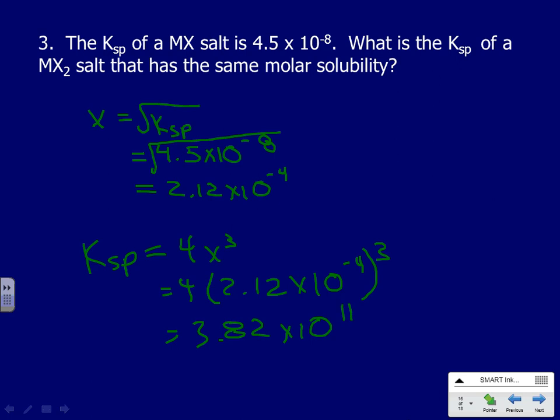11. And so as you can see, same solubility, MX just has a 10 to the minus 8, but an MX2 has 10 to the minus 11, right? So you can't just compare the Ksps straight up to determine whether one is more soluble or not. You also have to look at what type of salt it is. There you go.